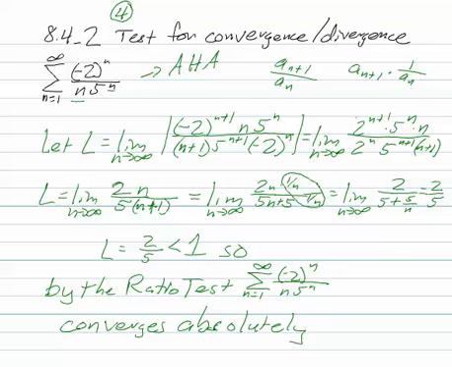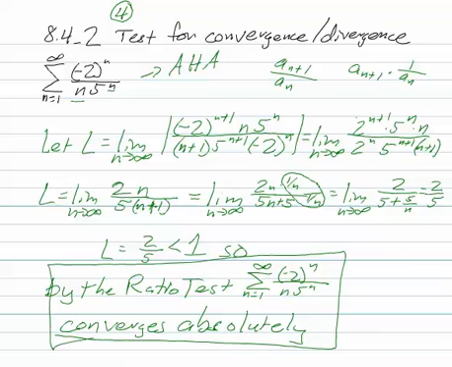It seems silly to say that, because we always want to know if it converges or not. But like we mentioned before in the alternating series section, if it converges conditionally, that's important. So the fact that it converges absolutely is also important. By the ratio test, it converges absolutely.